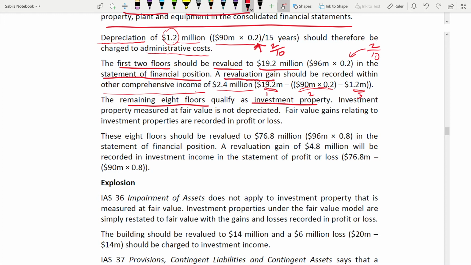Investment property measured at fair value is not depreciated. You see, investment property measured at fair value is not depreciated. That's a rule under investment property, IAS 40. So go through IAS 40 and see that fair value, because they told they are using the revaluation model, that means fair value model. You have an option, either fair value or cost model. In investment property, there's a rule that when you measure it at fair value, you cannot depreciate it. It is not depreciated.